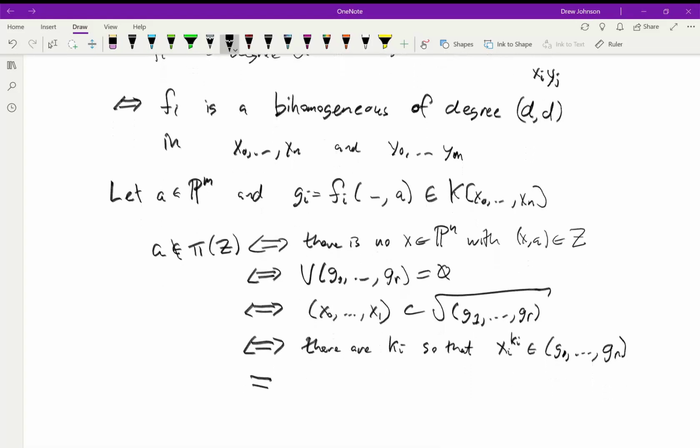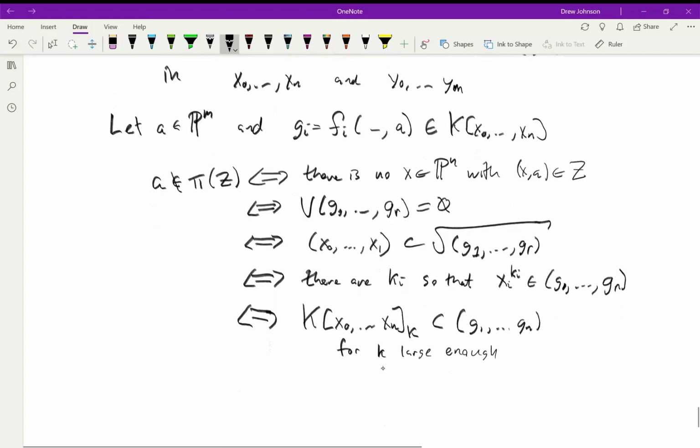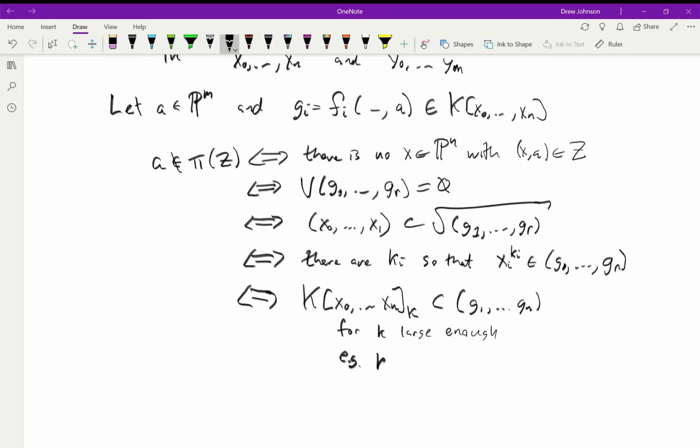Okay, and finally, this is equivalent to: if you take the polynomial ring and look at degree k for a k large enough, then that will be contained in the ideal. All right, for k large enough. In fact, you could take, for example, k to be equal to k0 plus all of the ki up to kn. That should be big enough.